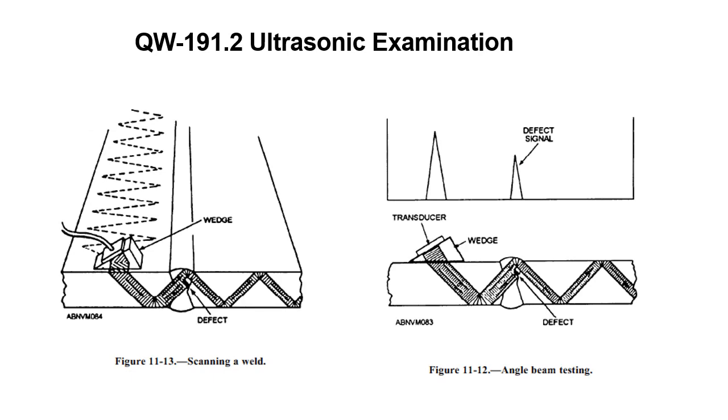QW-191.2 is going to outline what needs to be done to utilize ultrasonic examination in welder performance qualification and procedure qualification. You know, ultrasonic testing, you're bouncing sound waves into a material. It's going to hit a defect, and then it's going to bounce back, and it's going to show up on the screen as a defect.